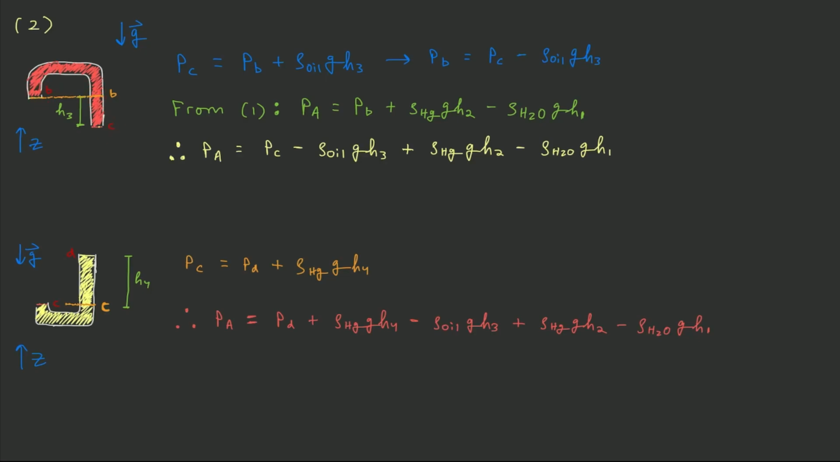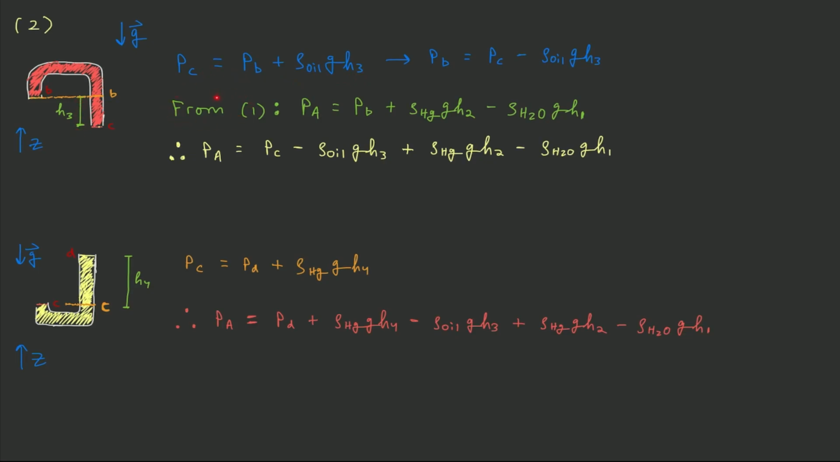Here we see that C is lower than B, so we know the pressure at C is larger than the pressure at B because gravity is going downwards, and again, pressure always increases in the direction of gravity with this equation. So PC is greater than PB, so we can write PC is equal to PB plus the weight of this fluid column, which is rho oil times g times h3, which is the height between these two points.